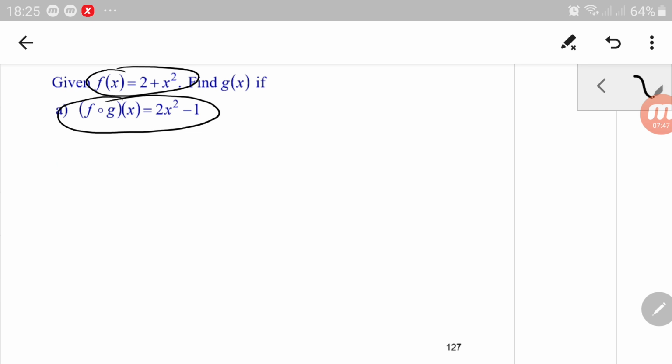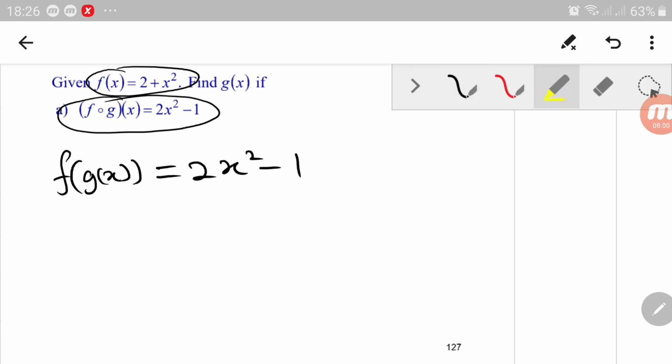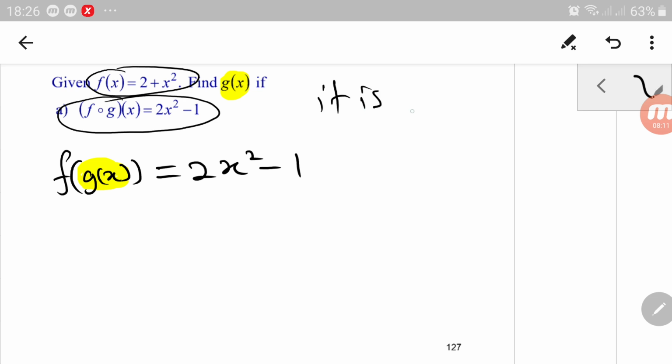Now, what to do? Simple. F composite G is simply gx inside f. So 2 squared minus 1. Now, the one that we need to find is inside. This one inside, right? If we are going to find the function inside another function, then it is easier. Inside is easier. So maybe I write the keyword again. Inside is easier.